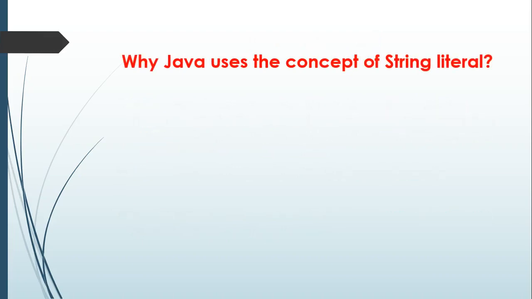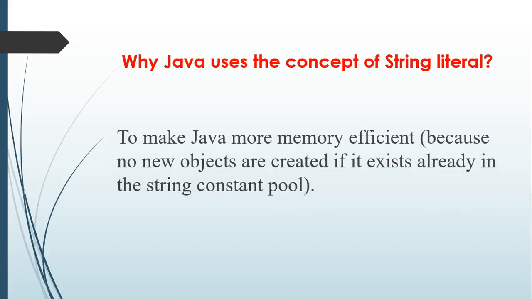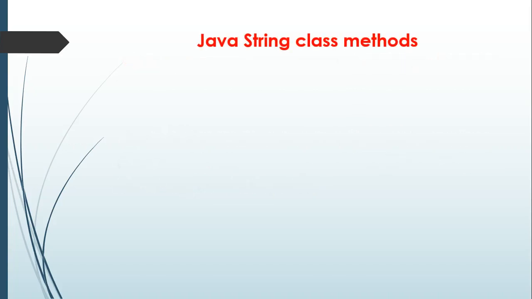Why does Java use the concept of string literal? Let's discuss it. To make Java more efficient, because no new objects are created if it already exists in the string constant pool. So it makes our Java program more efficient. And we all know that a Java string is an immutable data type, a data type which cannot change.